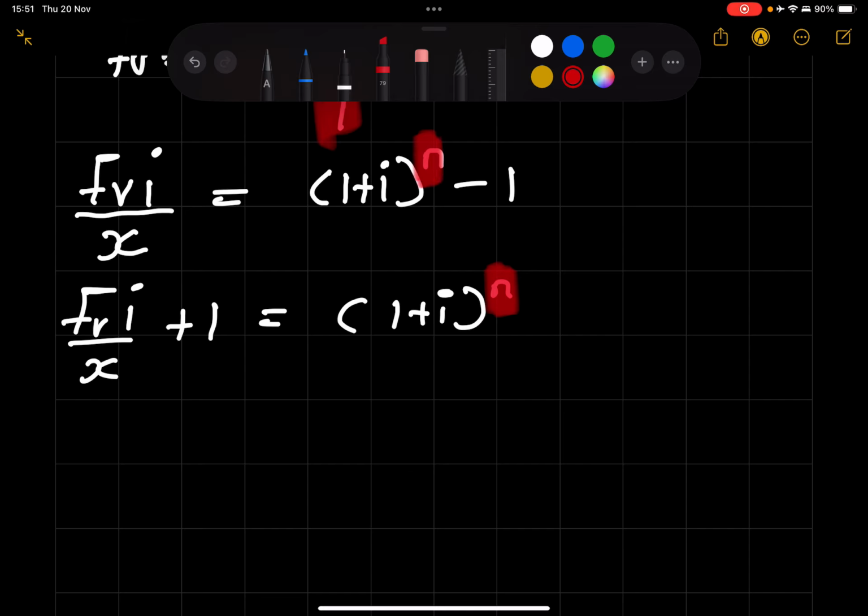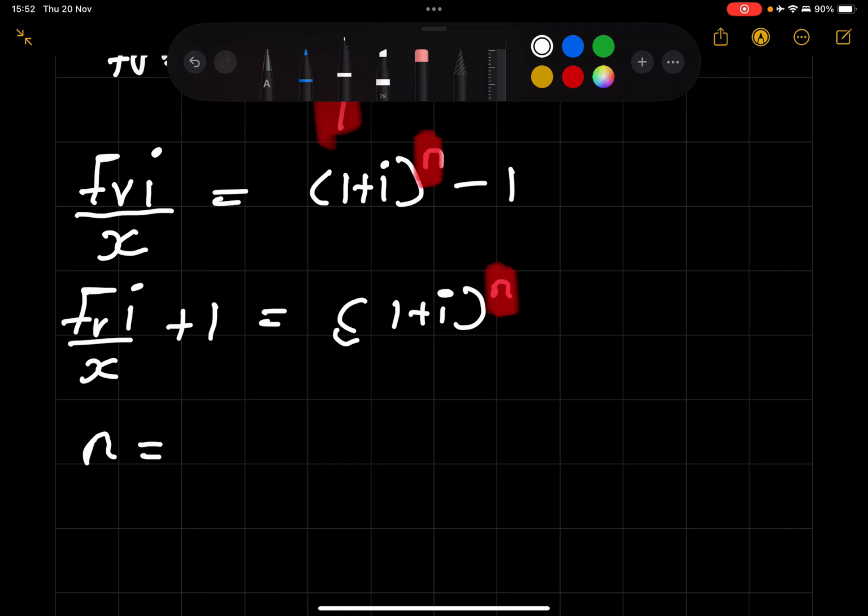Let me still highlight it. So to make n the subject, we use logarithms because n is the exponent. So if n is the exponent, we use logs to make it the subject. And then what we do is this. The exponent always becomes the answer. So your answer is n in this case.